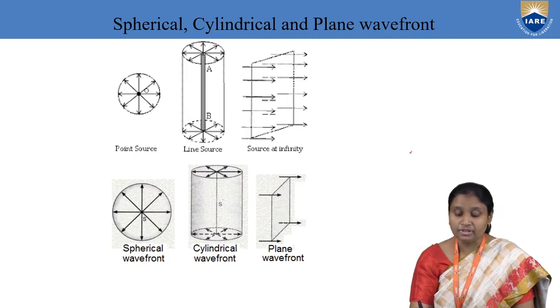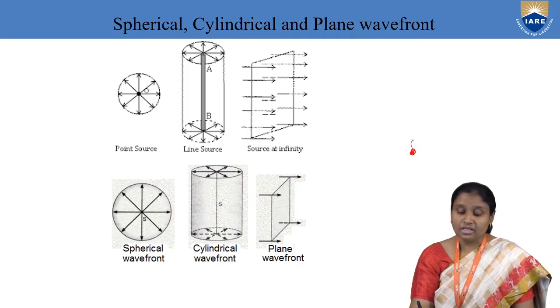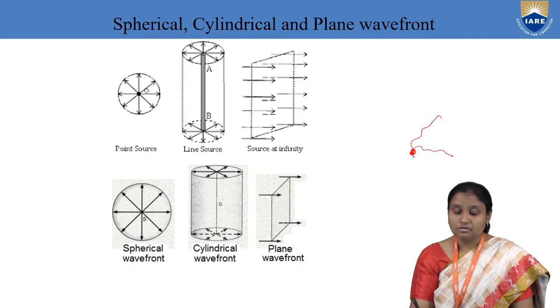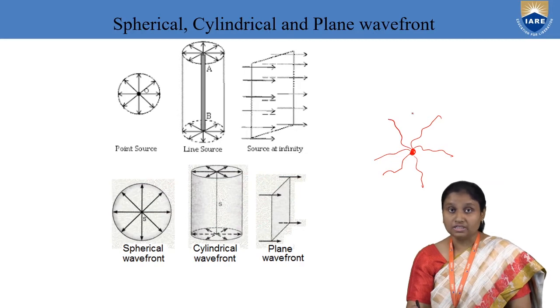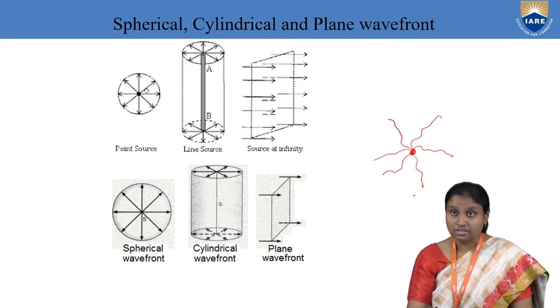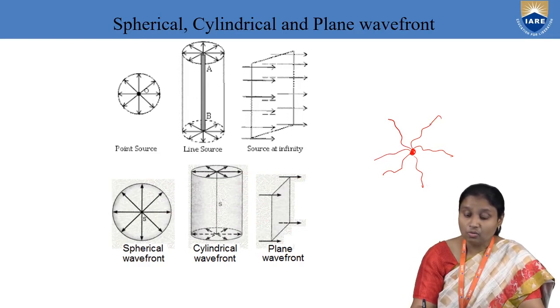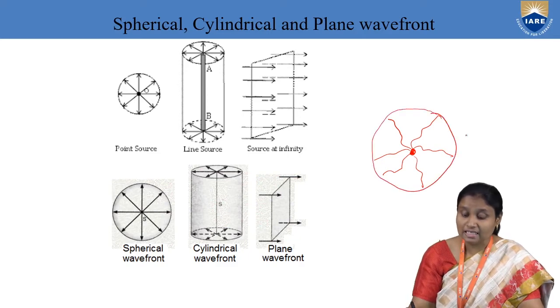If I have a bulb here, what you will observe from this point source is waves vibrating in all possible directions, coming out in all possible directions, with the same phase. If I take the locus of all those waves vibrating with the same phase, I'll end up with a spherical wavefront. So what is the shape of the wavefront?